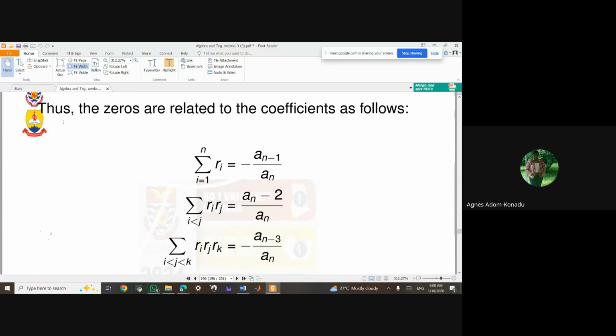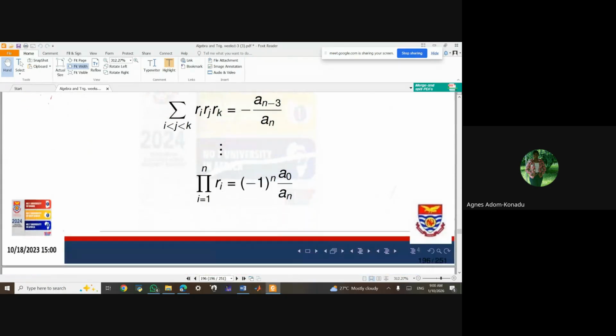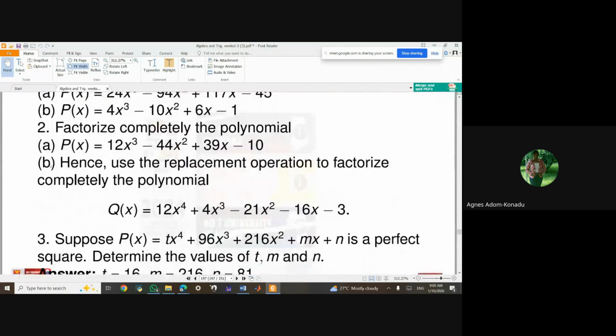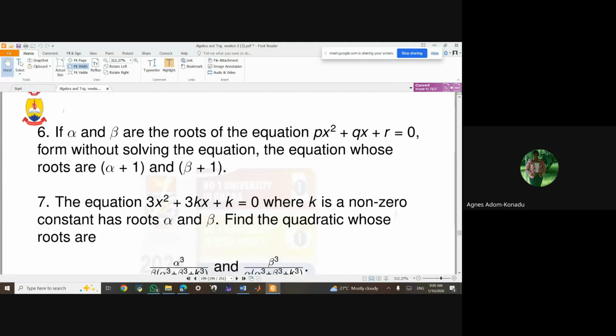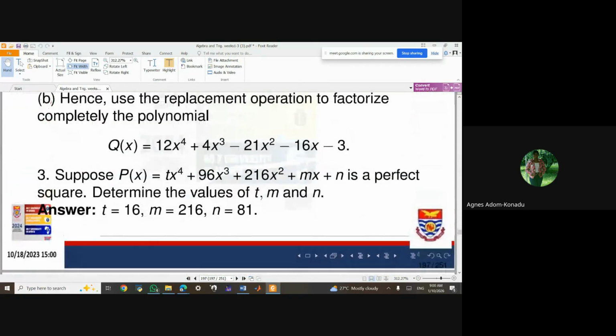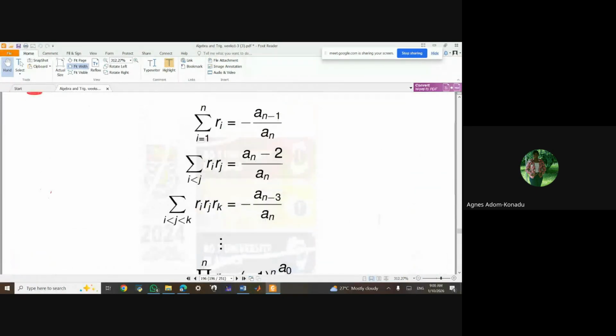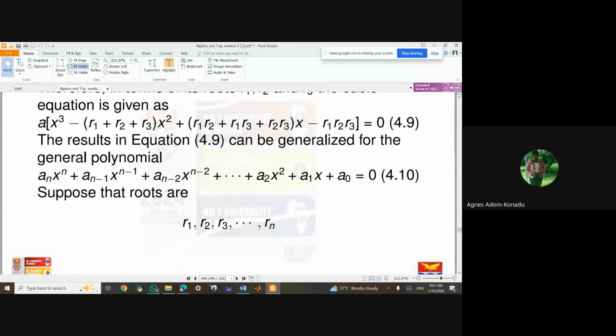Okay, so we are expanding. Thus the zeros are related to the quotient as this. So Ri is like this. Ri, Rj, the sum is like this. Please, you can take your time to look at it. These are some questions. You can go through them, but you can end on the cubic function. This you can just read maybe later, but you can end here. So you can tell your other friends to learn up to this one.